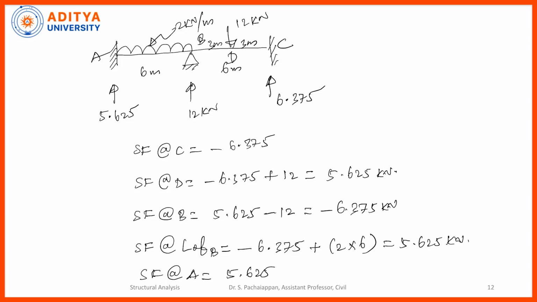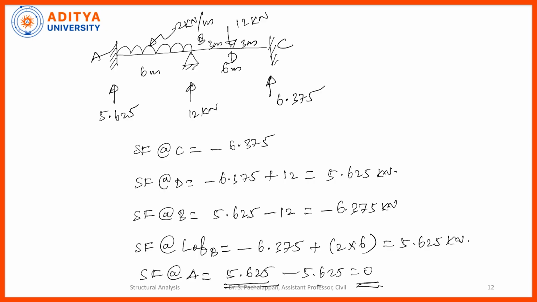5.625 kilonewton, and then there will be the reaction force acting in upward direction, minus of 5.625 kilonewton, equal to 0. So shear force at A is 5.625, it is not 0. To validate and verify our results, we are substituting this value also, hence it becomes 0.